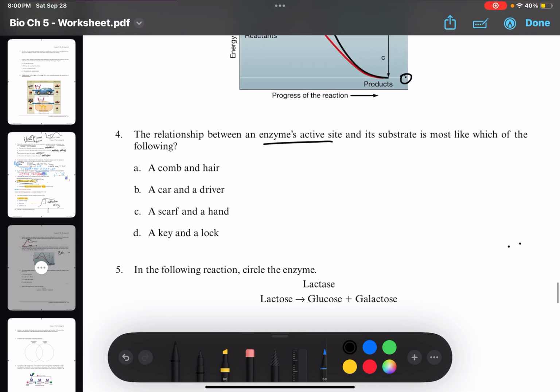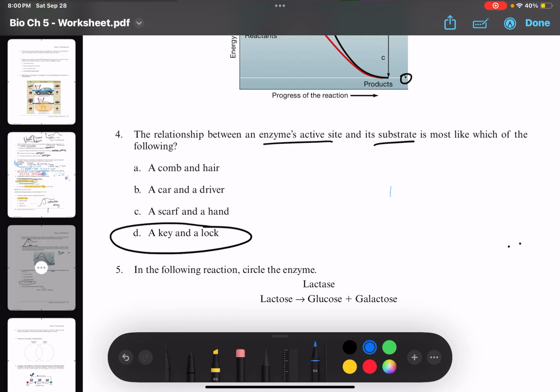Enzyme, active site, and substrate. I think we already did this question. It should be key and lock, right? If we look at an enzyme, let me draw a quick enzyme right here. Let me draw a quick substrate right here. It's almost like a key and lock fitting together for the actual reaction to occur.